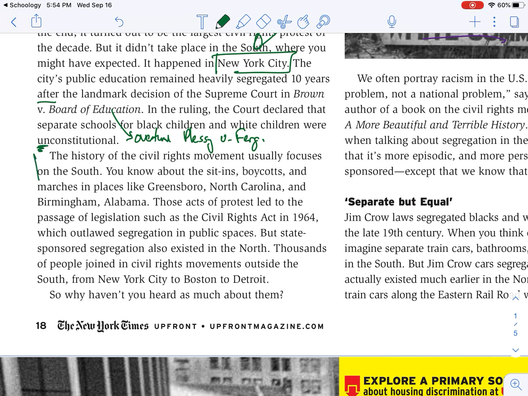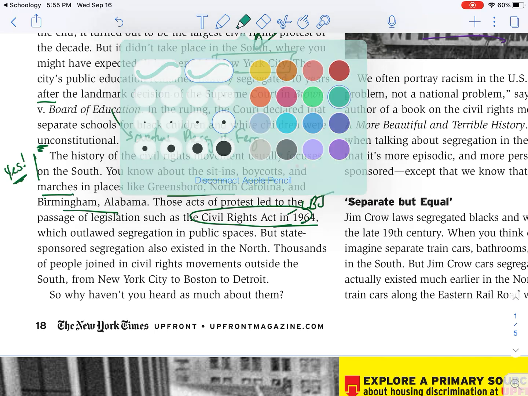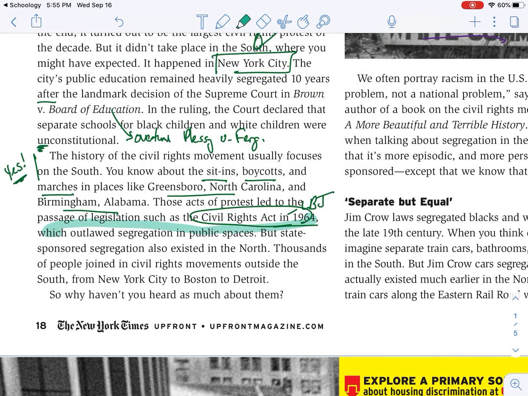And for sure, as a teacher, I definitely see this focus, even in textbooks. You know about the sit-ins. I don't know if you guys know about the sit-ins. But remember, sit-ins, boycotts, marches, Greensboro, North Carolina, Birmingham, Alabama. Those acts of protest led to the passage of legislation such as the Civil Rights Act. So I'm remembering Lyndon Baines Johnson was president then in 1964, which outlawed segregation. So here's the act, and then maybe I'm going to see if I can find myself a greenish highlighter, and here's what it did.